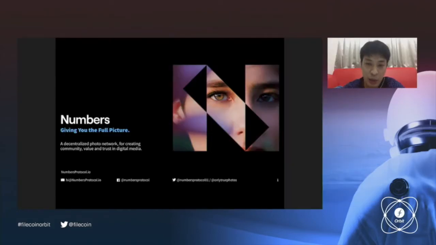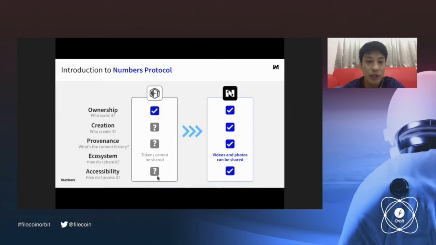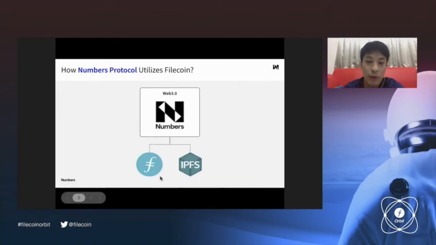My name is Ethan, and I'll be giving this Filecoin presentation on behalf of Numbers Protocol, a Taiwan startup with a vision of creating a decentralized photo network for Web3. Numbers Protocol is a decentralized photo network that combines the latest in Web3 and content provenance technology to address core issues in digital media, namely ownership, creation, provenance, ecosystem, and accessibility. As a Web3 photo network, Numbers utilizes Filecoin and IPFS to store photos created and registered in the network.